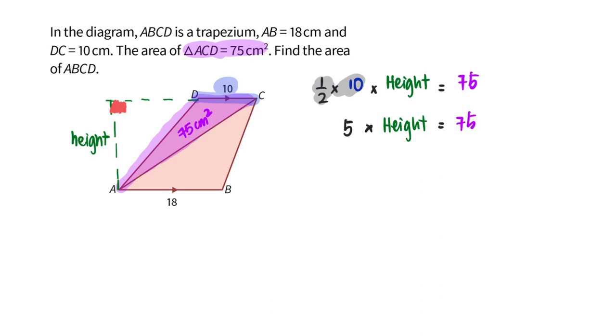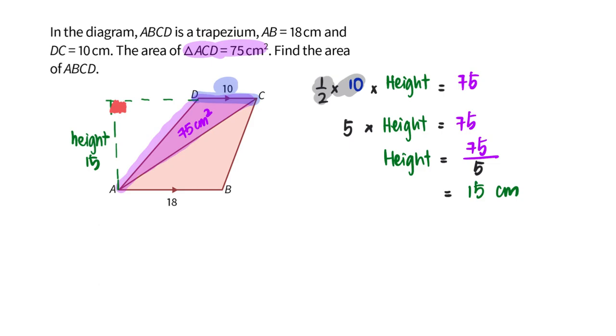After which, I just need to divide by 5 on both sides. I will be able to get this height, which is the height of both the triangle ACD as well as the height of the trapezium ABCD. So I'm going to divide by 5. So I will be able to get the height as 15 cm.